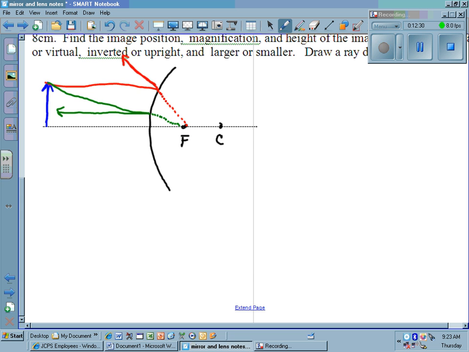Okay, but your brain's going to follow it back a little bit differently than that. Okay, so it looks like I was going through the focal point, and then it goes parallel. Right? And then lastly but not leastly, you go through the center of curvature. And so I'm going to take it like this, and the one going through the center of curvature simply bounces back on itself. Shoot, that was a good straight line. All right, so this one comes in, and it bounces right back on itself.